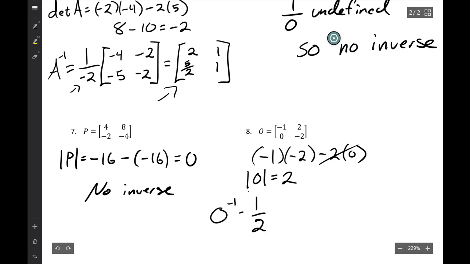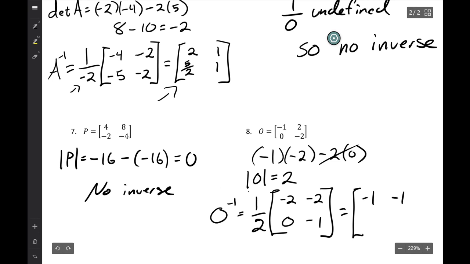So O inverse is equal to 1 over 2 times, so remember, flip your main diagonal, negative 2, negative 1, and change the sign here and here. 0's never negative, so that's it there. Then we want to distribute that 1/2 as a scalar, and this becomes negative 1, negative 1, 0, and negative 1/2. And that's how you find determinants and inverses of matrices, specifically 2x2s. 3x3s get a little bit wacky. We'll see those in another video.